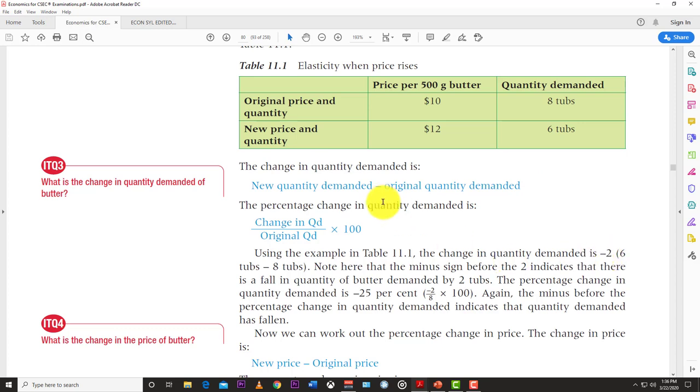Now the next part is to find the percentage change in quantity demanded, and that is the change in quantity demanded over the original, times 100. The change would be the 2, because you found that up here. So right here, put in the 2, and then you put that over the original quantity demanded, which was 8. So it's negative 2 over 8, or 2 over 8.